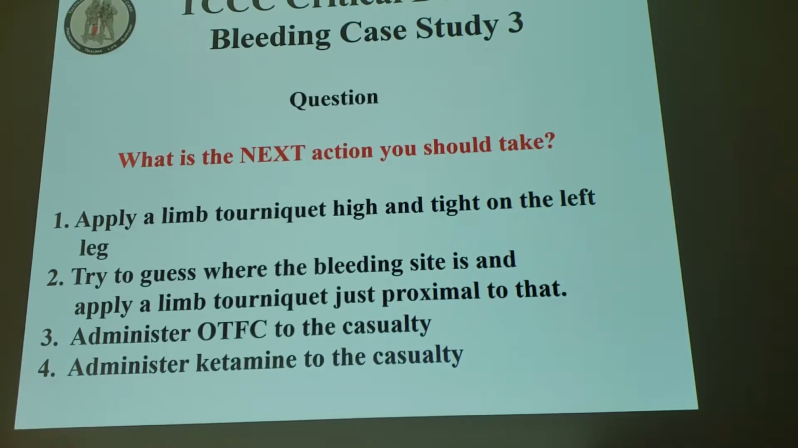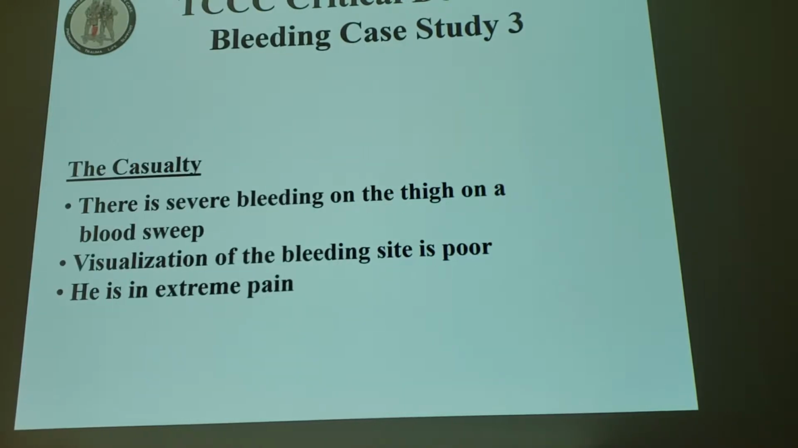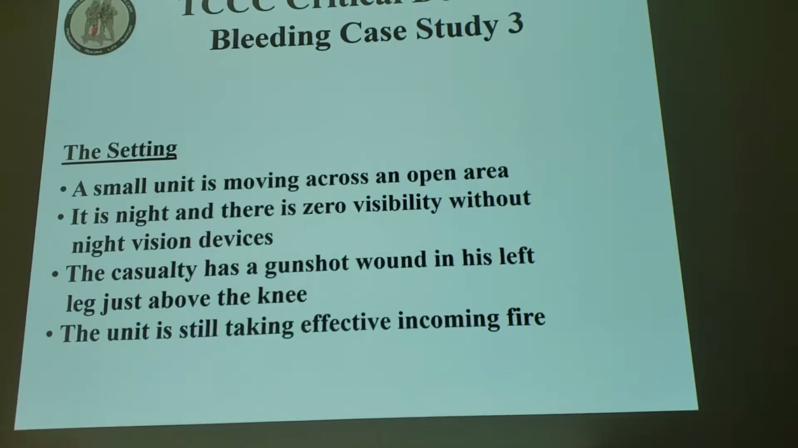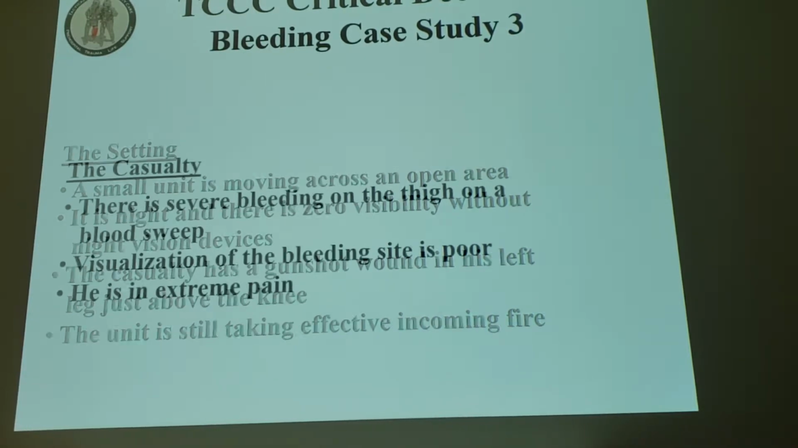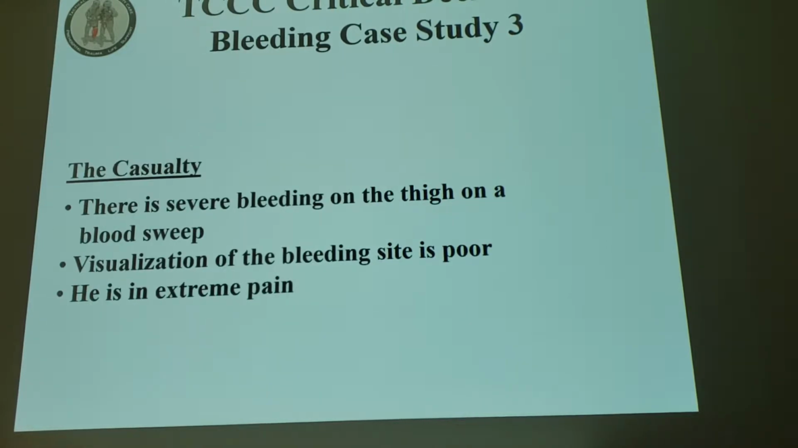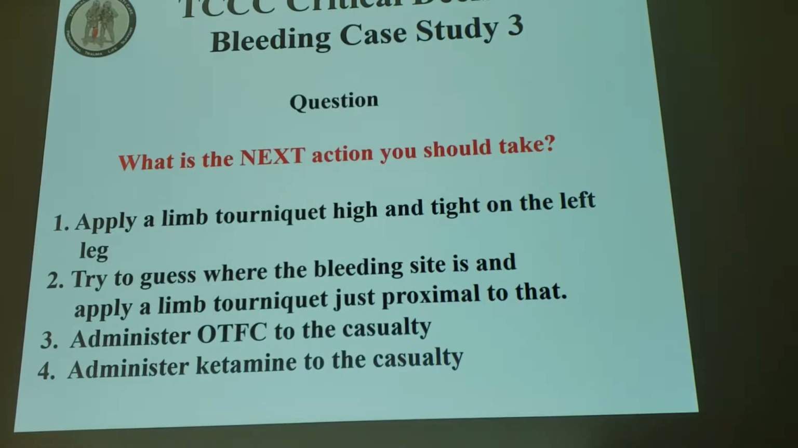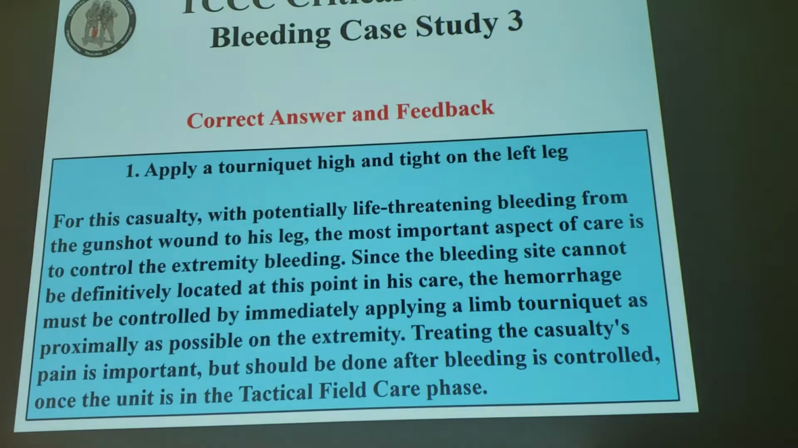One and move. You sure? Okay, 1. Let's make sure it's on the left leg. Yeah, I was going to say that. So it is a wound to his left leg. Okay, bleeding is an issue. Severe bleeding on the thigh. So we're going to say A or 1. Apply a limb tourniquet high and tight on the left leg. That's our consensus. I agree with you. Even though ketamine would make this funnier.